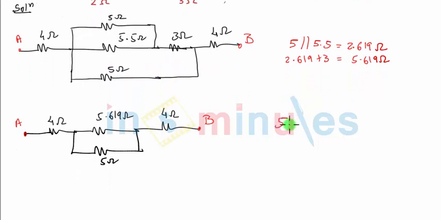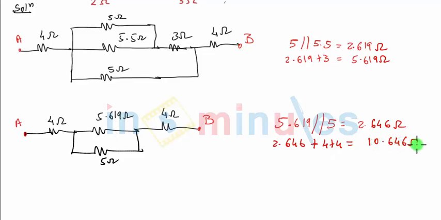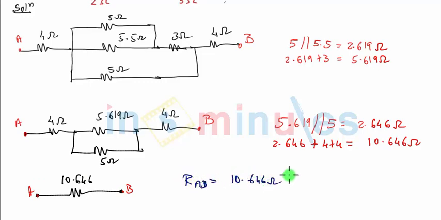So the next combination will be 5.619 in parallel with 5, and this will give us 2.646 ohms, and this 2.646 will come in series with two 4 ohm resistors, so that will overall become 10.646 ohms. So finally there is only one resistance left, which is of value 10.646 between points A and B. So that becomes my final answer. The question was to find resistance between points A and B, so RAB becomes 10.646 ohms.